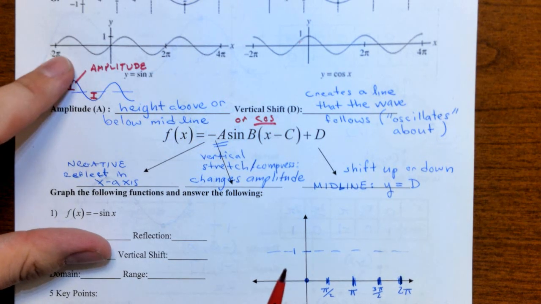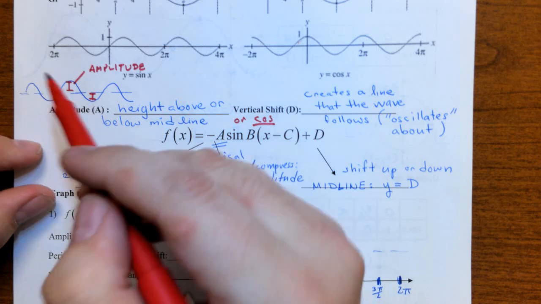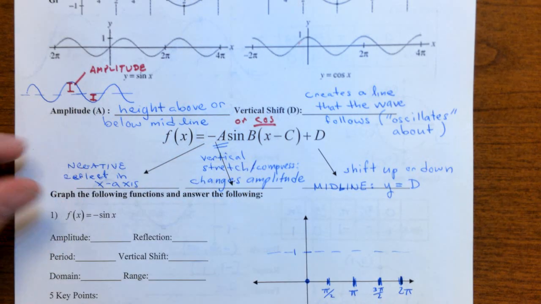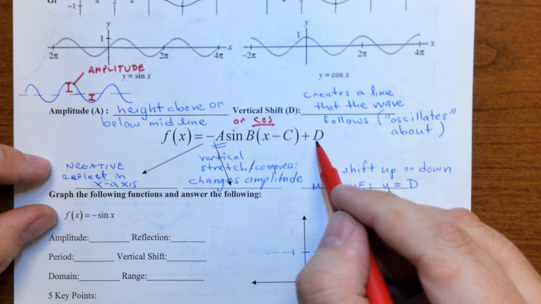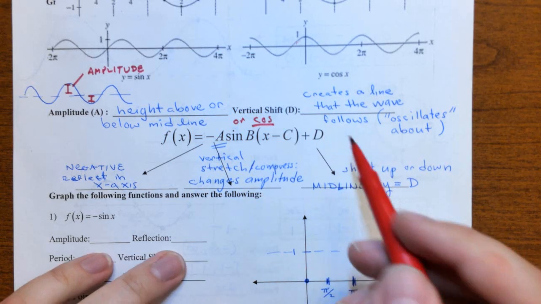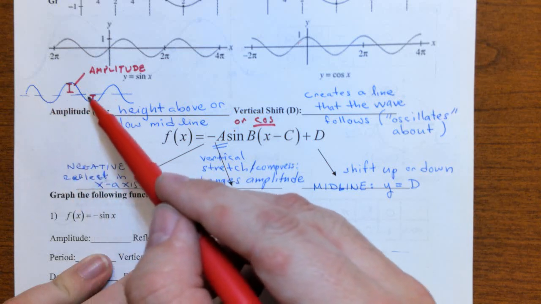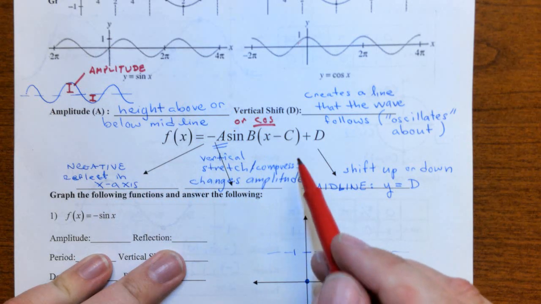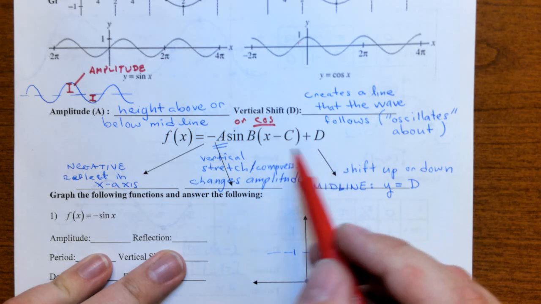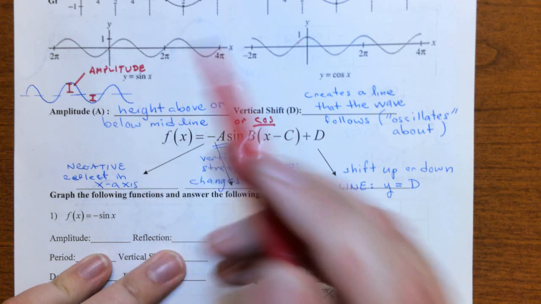So I will go higher above the midline here, more than 1, or potentially, if I compress, less than 1 unit, so I might only go up half of this distance. And then D over here is our vertical shift. D will shift the graph up or down, but as I shift the graph up or down, it's going to change where that baseline, that middle level of the graph is. So if I were to add, say, 5 units here, then I would be oscillating above and below 5.